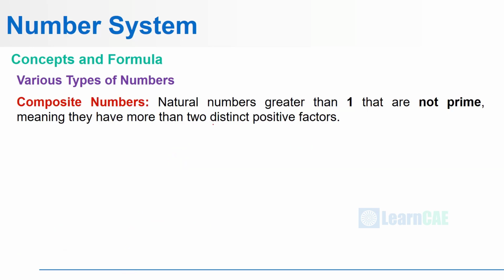Next is composite numbers. These are natural numbers greater than 1 that are not prime, meaning they can have more than 2 distinct positive factors. This is called composite numbers. All numbers other than prime numbers.